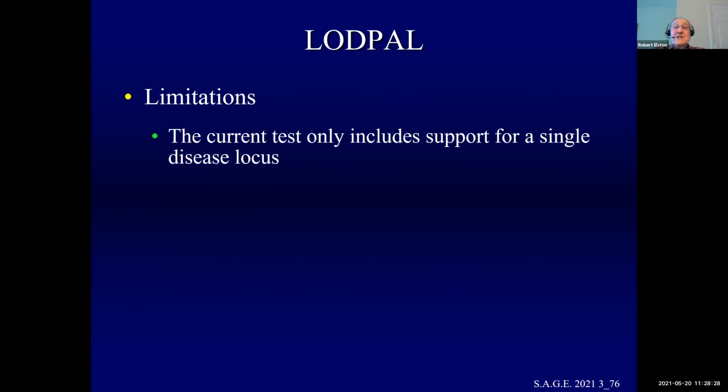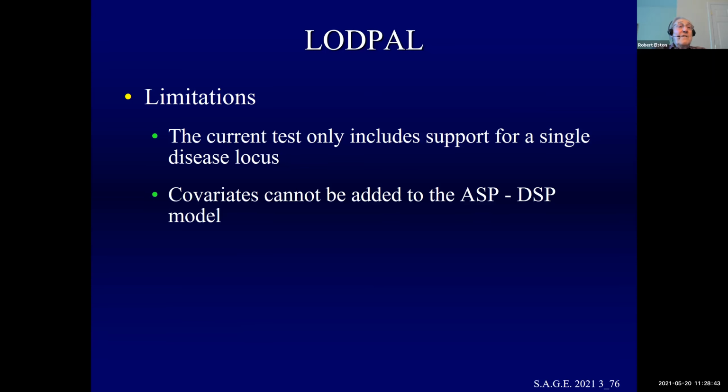Okay, these are the problems, the limitations. So you've got all these covariate values in there. First of all, the current test only includes support for a single disease locus. All right. Covariates cannot be added if you're going to do the affected sib pair, discordant sib pair model, because that in itself is a covariate. You can't put any more in.